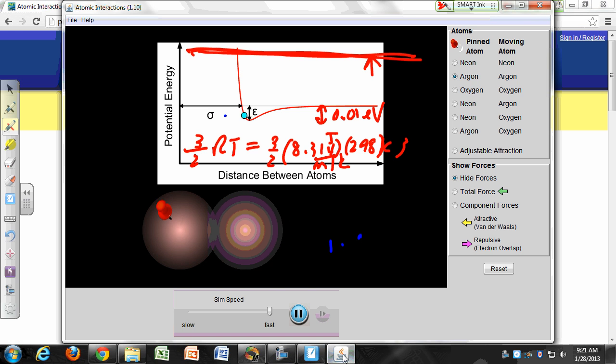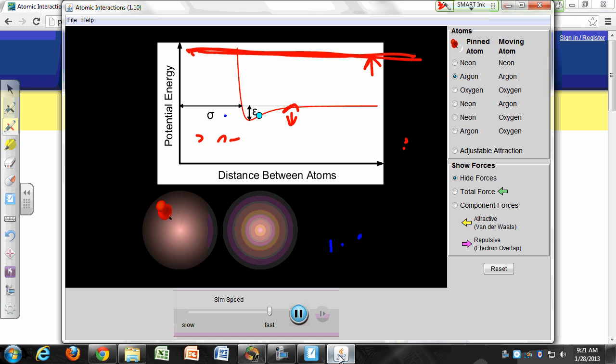But if you go back to your animation right here, what did we say this well depth was? This well depth's around 0.01 electron volts. What would happen if it were to collide with an average argon atom at room temperature? Let's say you happen to have this pair of argon atoms, and then a third argon atom comes by, and on average at room temperature, that argon atom might have a kinetic energy of 0.04 electron volts. So that's going to raise that energy by an amount equal to 0.04 electron volts. So what happens?